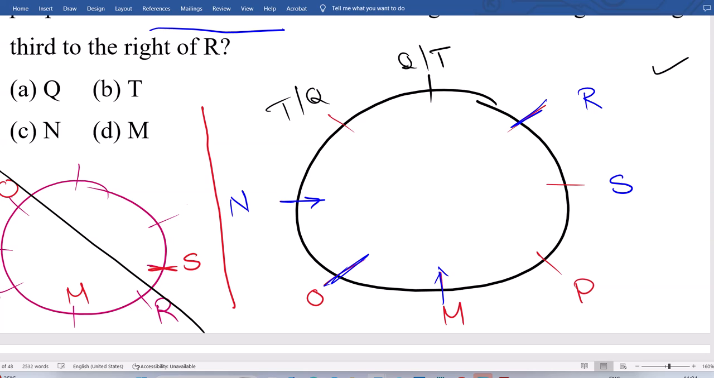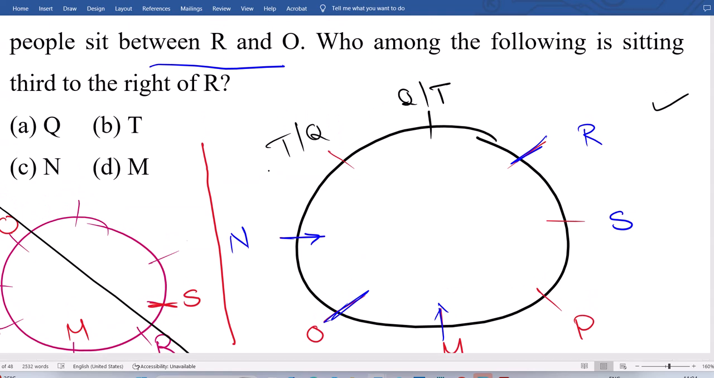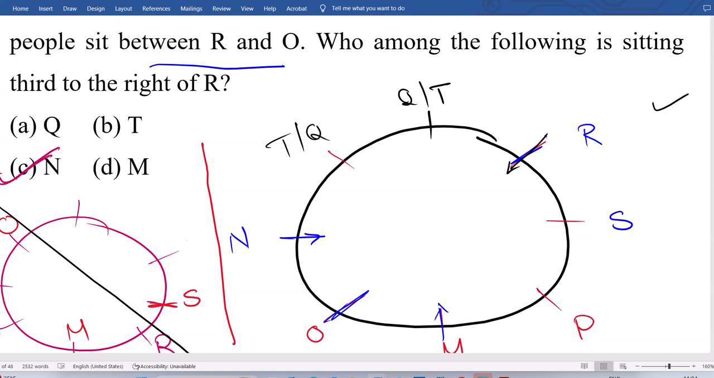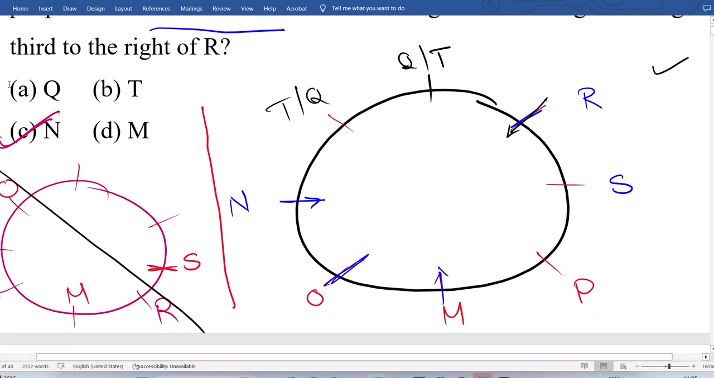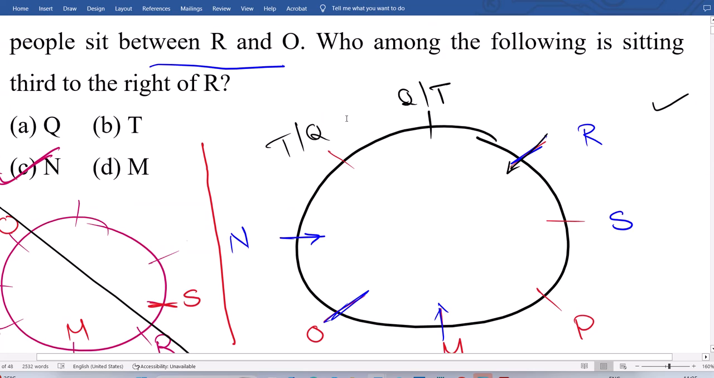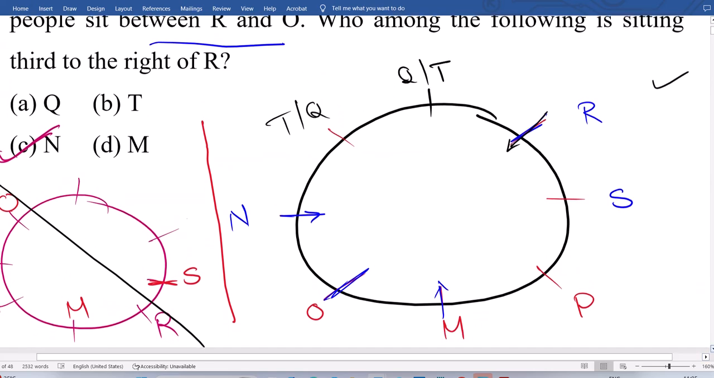But the question is regarding who sits third to the right of R: first right, second right, third right is N. Option C. Third to the right of R is nothing but N. Those two places we are not able to fix. It can be TRQ or QRT. We are unable to fix those remaining two places with the given data. But this question can be answered. They may ask you plenty of other questions, but I have given only one here. One seating arrangement is complete, and we can expect many other questions as well.